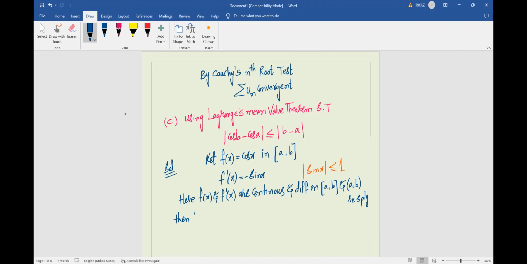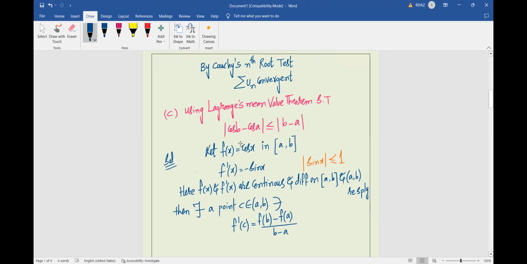I am writing the statement of Lagrange's mean value theorem. There exists a point c belongs to a comma b such that f dash of c is equal to f of b minus f of a by b minus a. This is the statement of Lagrange's mean value theorem. Understood?